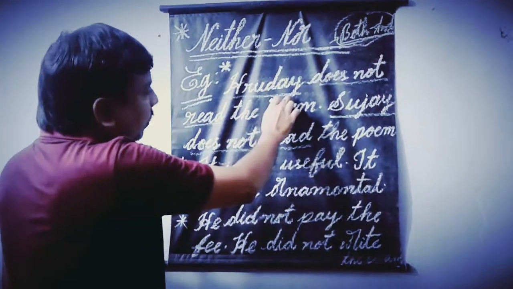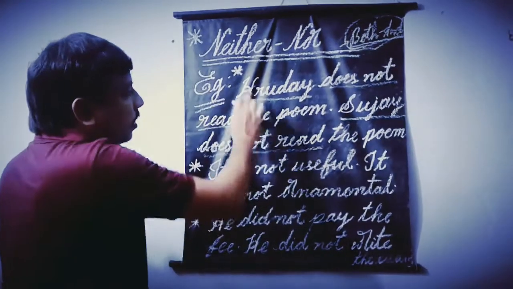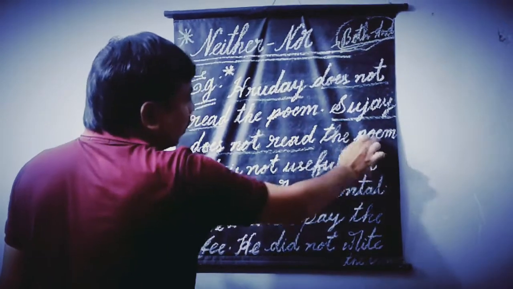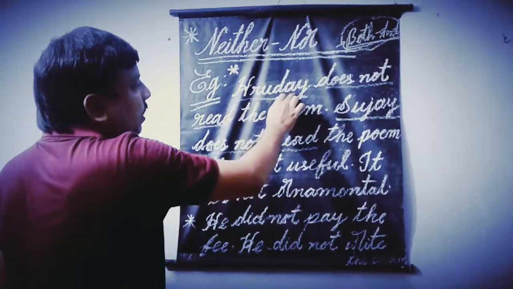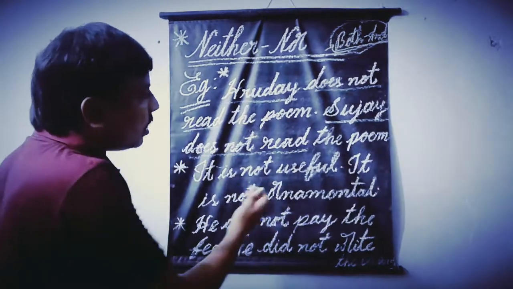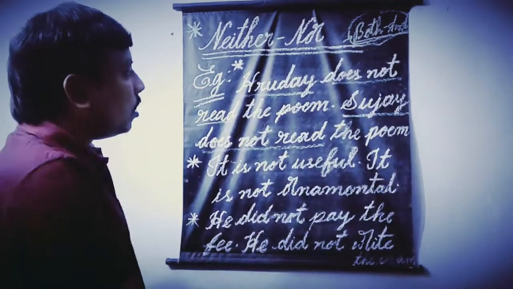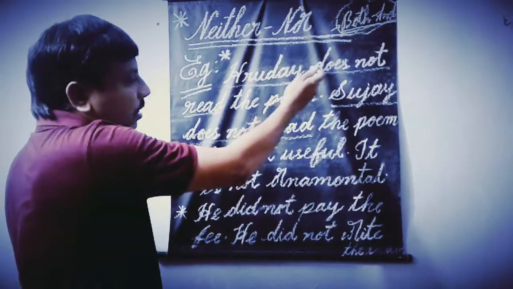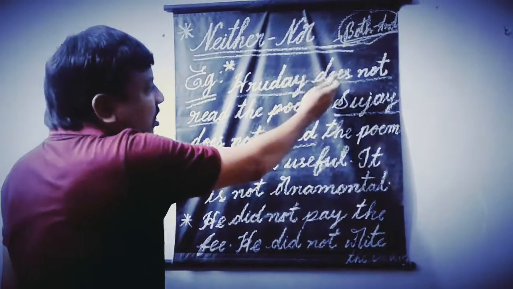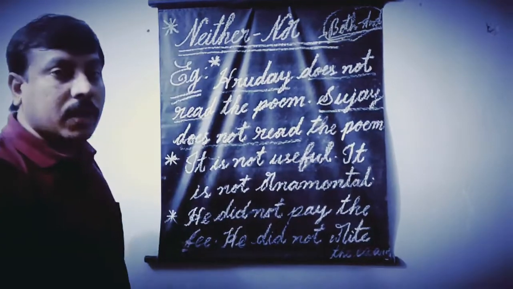Neither Hruday nor Sujay reads the poem. Here Hruday is third person singular. In such a way, Sujay is also third person singular. So verb 1 takes S or ES in the positive event. If you take the negative event, does not will come, because does plus read is equal to reads.